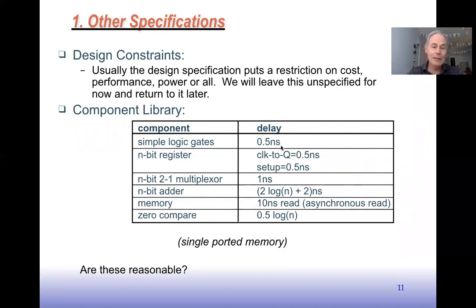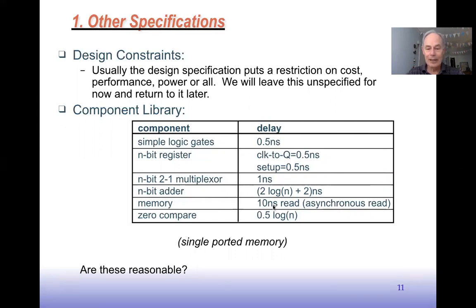We say a half a nanosecond for simple logic gates. The register has a clock to Q time of 0.5 nanoseconds and a setup time of 0.5 nanoseconds. We say an n-bit wide 2-to-1 multiplexer is 1 nanosecond. An adder is 2 log n plus 2. Next time we'll see how we can make adders whose delay is proportional to log of n, which is not the case for ripple adders where the delay is proportional to n.